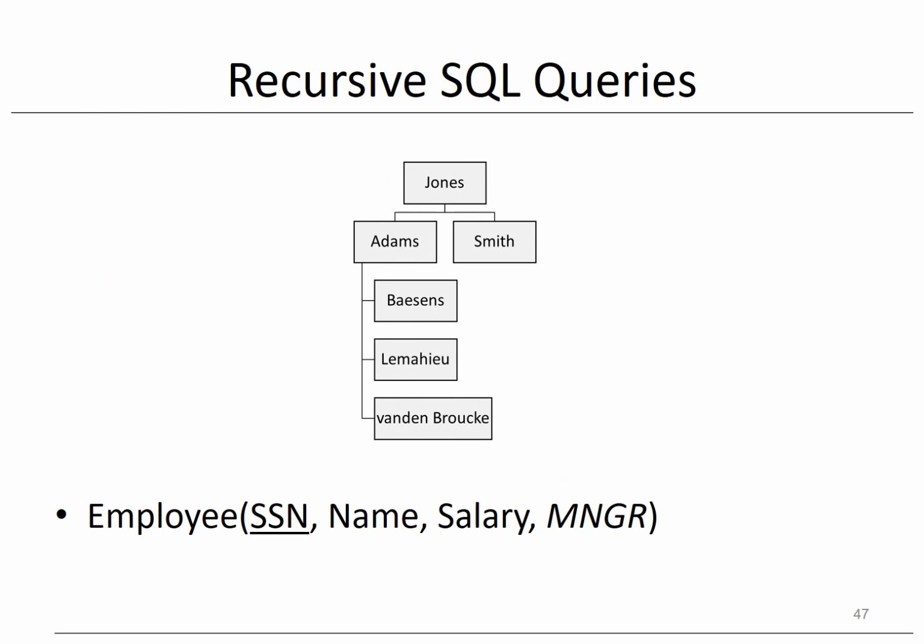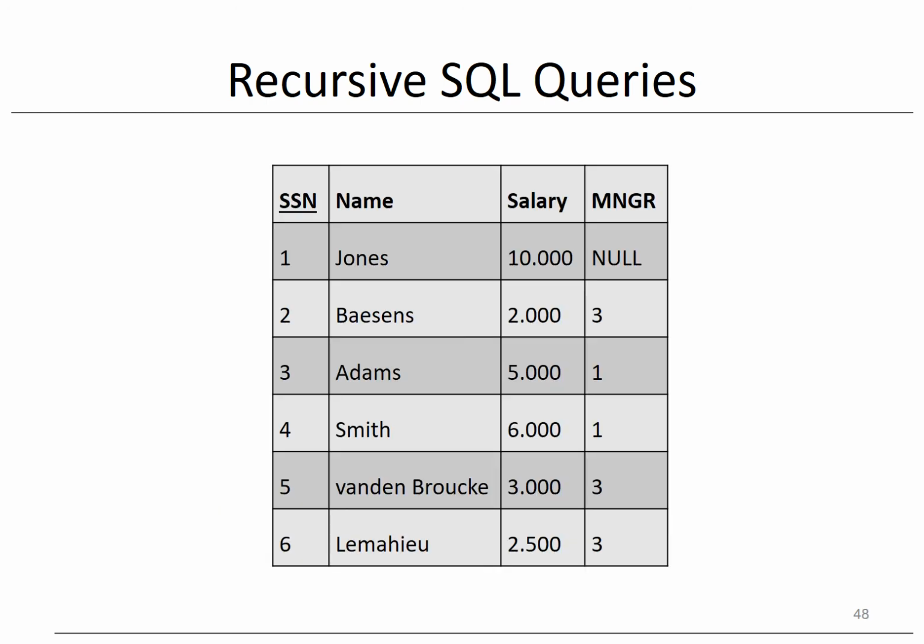Recursive queries are a powerful SQL extension which allow to formulate complex queries. Consider the hierarchy amongst employees in a firm as illustrated here. Let's assume we store this in a table employee defined as employee, social security number, name, salary, manager number. Note that manager number is a null allowed foreign key referring to social security number. Here you can see the tuples in the employee table.